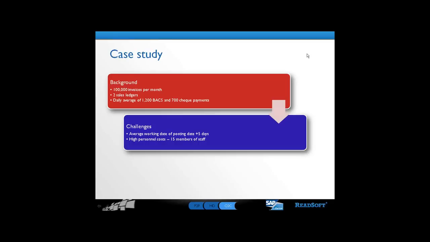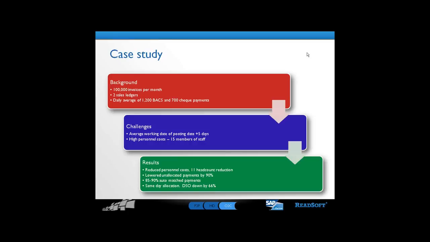And essentially, by deploying the solution, we were actually able to reduce headcount significantly. So 11 people were reduced out of the 15. The unallocated payments were reduced to just 10%. We were getting an 85 to 90% initial auto match first time rate, and everything was allocated on the same day. In addition, they were able to drive down their DSO by a significant 66%. So overall, really driving down the opportunities and the benefits there.